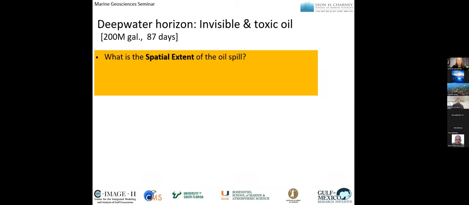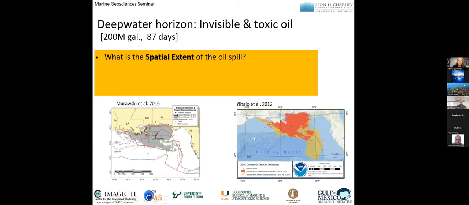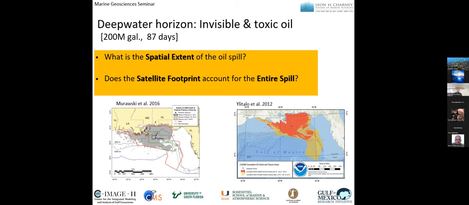Basically, my first question when I started to work on this oil spill was, what was the spatial extent of this spill? And when I asked this question, I kept getting the same answer, which is the oil slick cumulative footprint. That was the answer given in scientific publications, in governmental reports, in the media. And then my next question was whether the satellite footprint truly accounts for the entire oil spill.